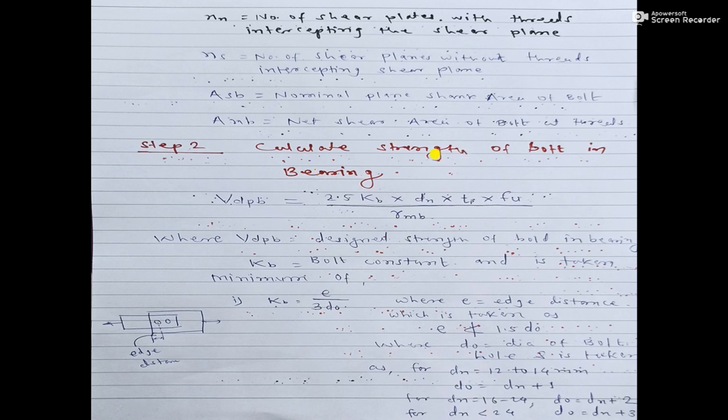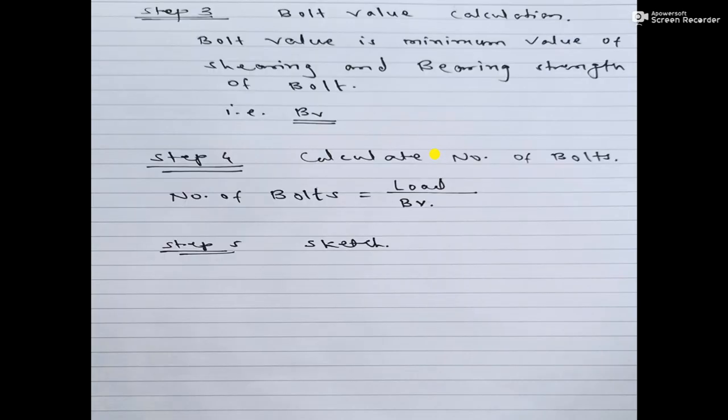Then the bolt value is the minimum of the shearing and bearing values. From that bolt value, calculate the number of bolts using the formula given load upon bolt value, and from that number of bolts you draw the sketch. This is the type number 1 problem for 6 marks. We will start with the problems in the next lecture. Thank you.